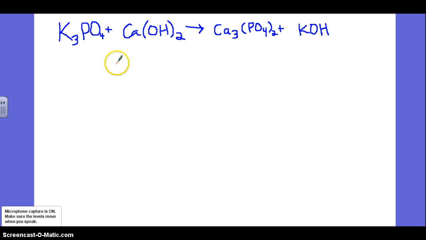This is a double replacement reaction: potassium phosphate plus calcium hydroxide making calcium phosphate and potassium hydroxide. It's a little bit gnarly. Look at all that stuff. So let's count everything out. First of all, potassium. There are 3 potassiums on the left side in the reactants. In the products, there's only 1.